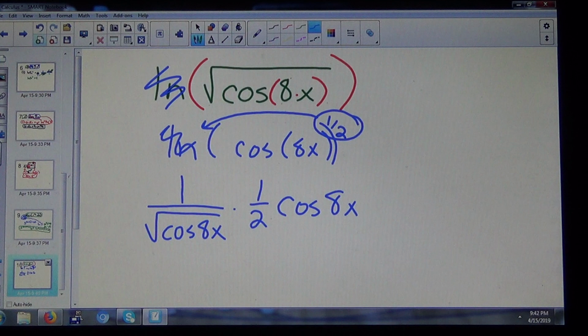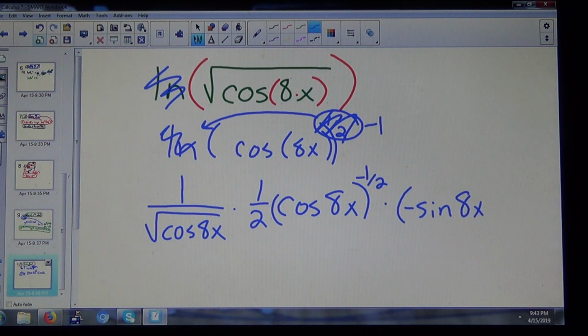cosine of 8x to the negative 1/2, because you got to subtract 1. Okay, so the half is done. Times, what's next? Cosine. Derivative of cosine would be a negative sine. Okay, that's done. Times the derivative. Okay, so just keep working myself from the farthest outside to the farthest inside.